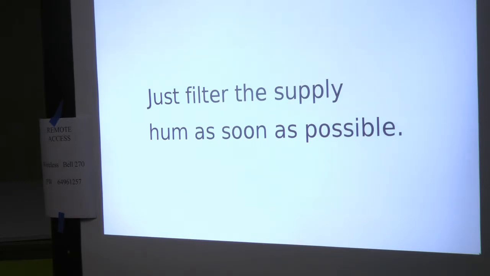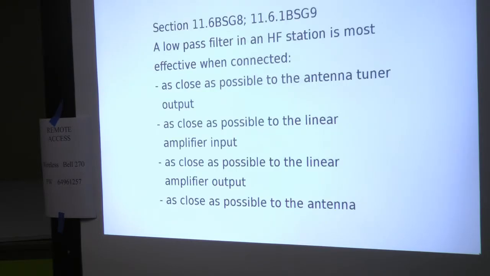So you want to get rid of any of those frequencies you're not going to be using. If you remember, a low-pass filter passes low frequencies, blocks high frequencies. So if you're going to be blocking any frequency, just do it as soon as possible. No reason to put it down towards the antenna. So that's about the right place to put it.